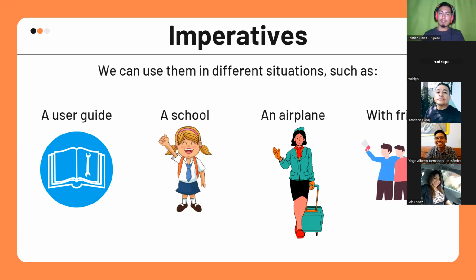Okay. Imperatives. We can use them in different situations, such as a user guide, a school, an airplane, with friends. Good. Okay. As you can see in these examples, everybody, we can use the imperatives in different situations. A user guide, before we move, I want to ask you guys, do you know what a user guide is?